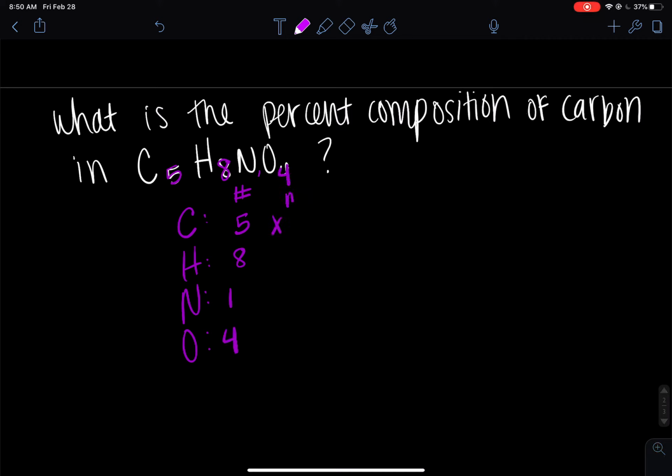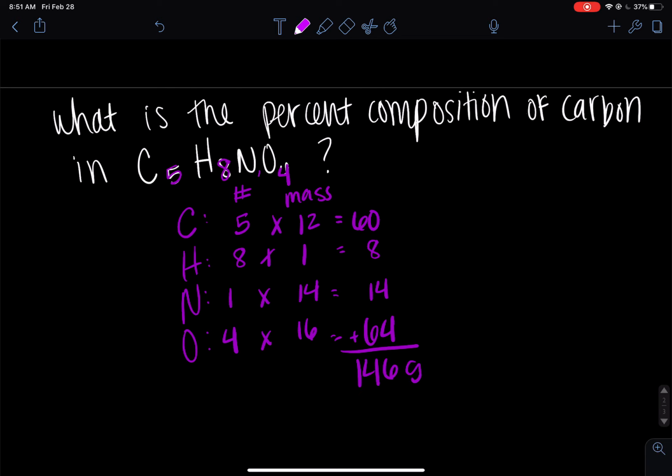So if you multiply that by the mass, you're going to get 5 times 12, 8 times 1, 1 times 14, 4 times 16, and then we can add all these up. So 8 times 1 is 8, 1 times 14 is 14. Let me do the other math. 5 times 12 is 60, and 4 times 16 is 64. Now that I know all of them, I'm going to add all of them up. So 60 plus 8 plus 14 plus 64 is 146 grams total.